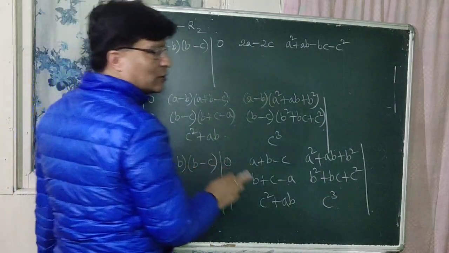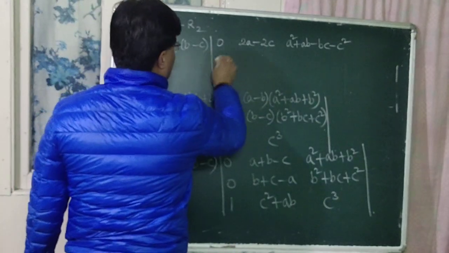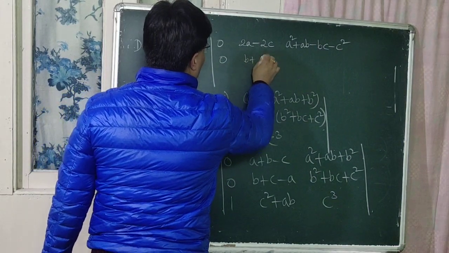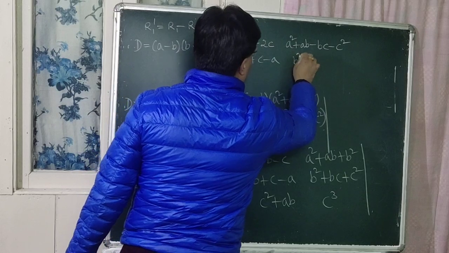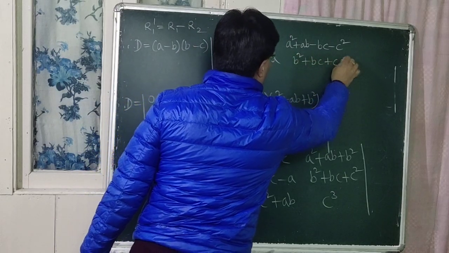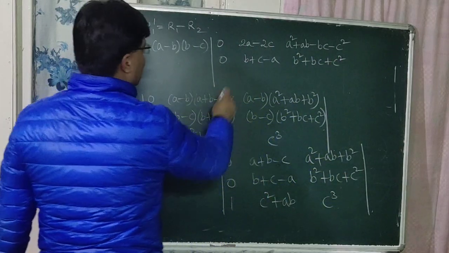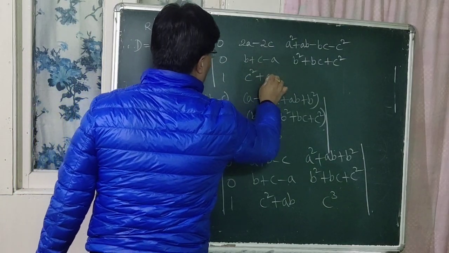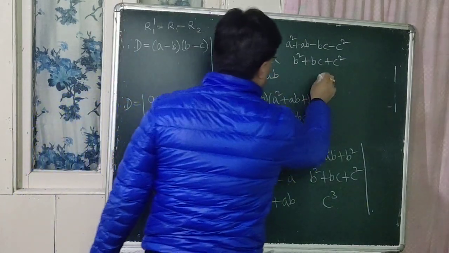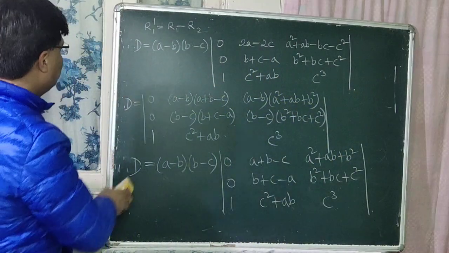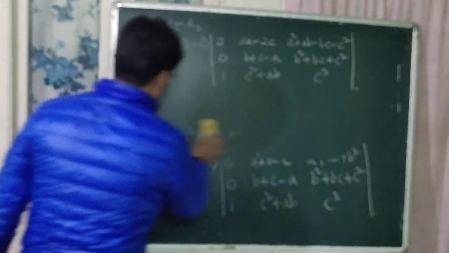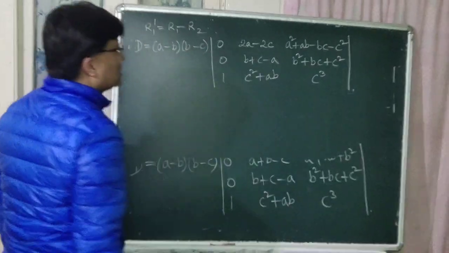Now second र third row चाहिँ same राख्ने. 0, B plus C minus A, is that right? B plus C minus A, then B square plus BC plus C square, this one. Then 1, C square plus AB, then write down C cube. That means the third row remains same. So let us simplify now.